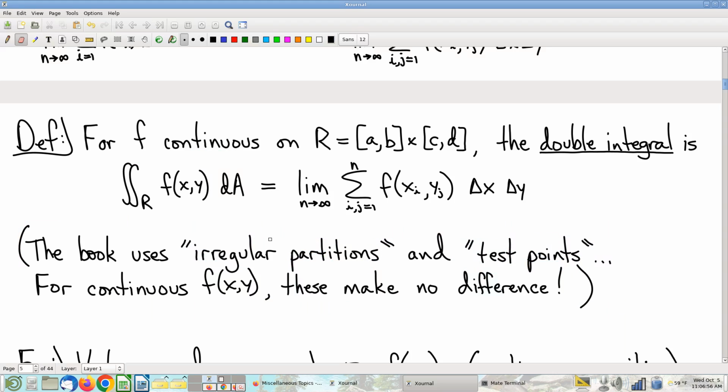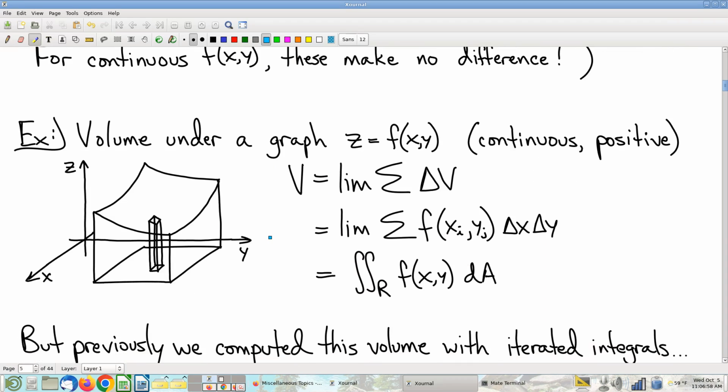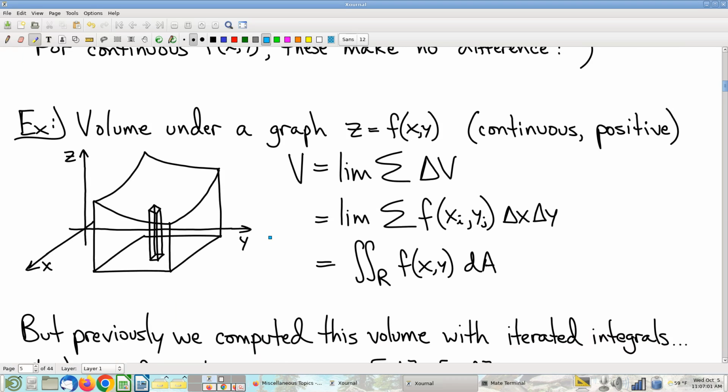Okay. So as a first example, notice we can compute the volume under a graph with a double integral. So there's that. Now we've already done that. We've already computed the volume under a graph. We did it with an iterated integral. But I'm going to do it now with a double integral.